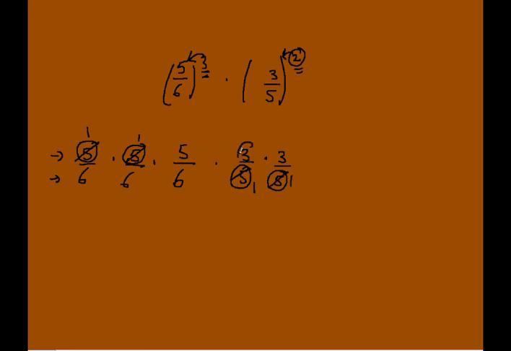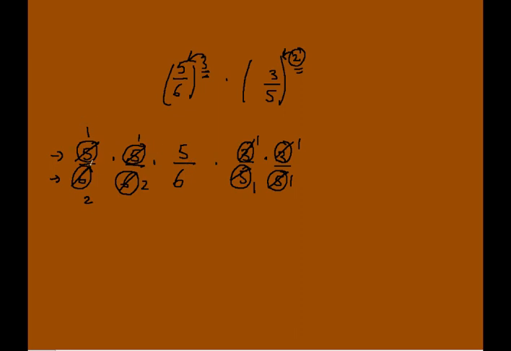What else? I can do a 3 with a 6. I can divide 3 by 3 to get 1, and I can do 6 divided by 3 to get a 2. I can do it with this one also, this 3 with this 6. I can do 3 divided by 3 to get a 1, and 6 divided by 3 to get a 2. Now what else is left? Nothing.